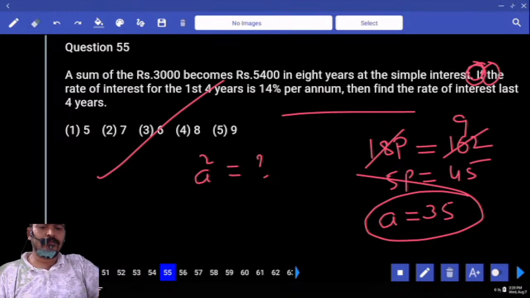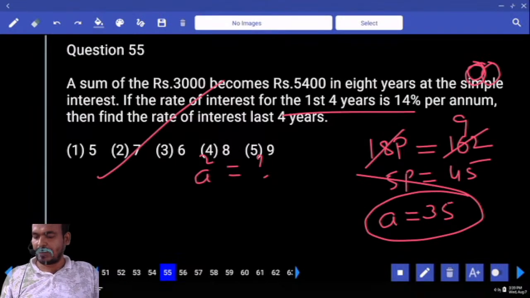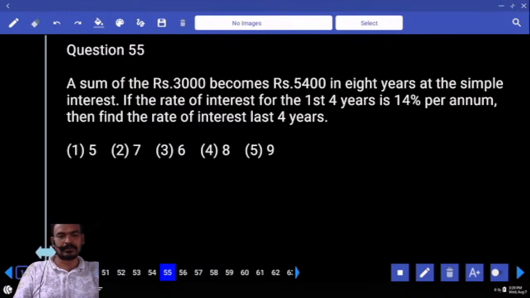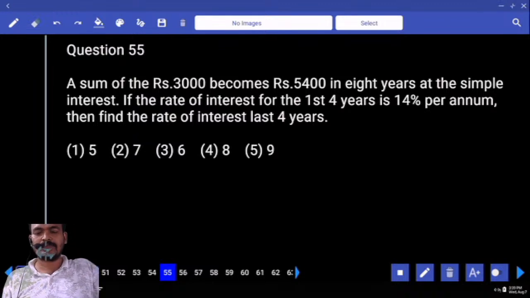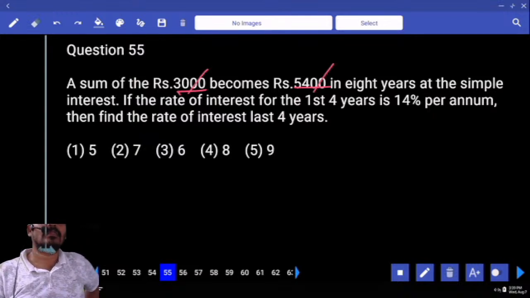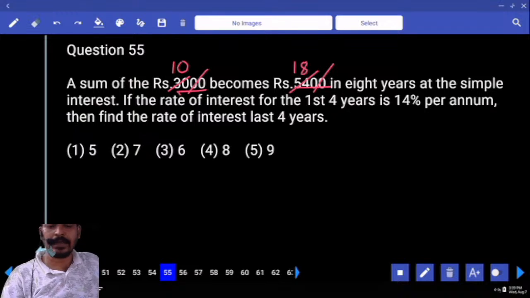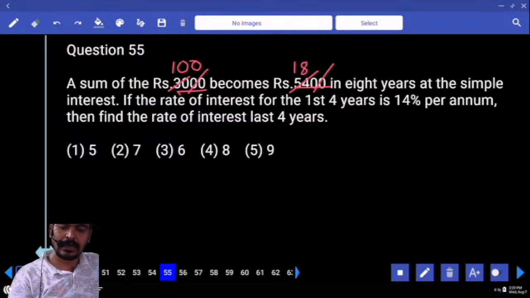Next, question number 55. A sum of 3000 becomes 5400 in 8 years at simple interest. If the rate of interest for the first 4 years is 14%, find the rate of interest for the last 4 years. First, what is the principal here? Amount. First 2 zeros cancel. 2 zeros cancel. Next, 3 how many times? 10 times. 3 how many times? 18. Suppose I consider 10 as 100%.